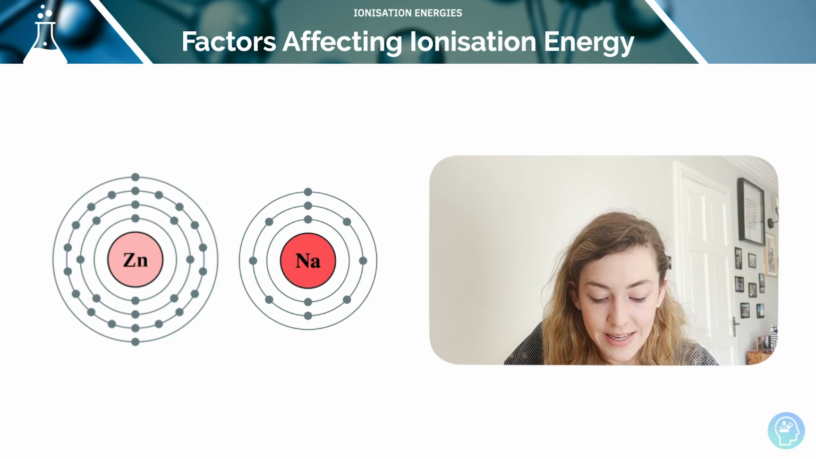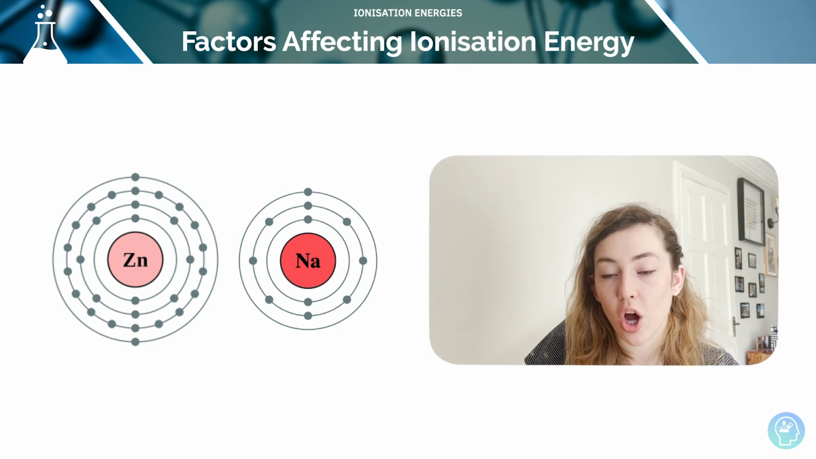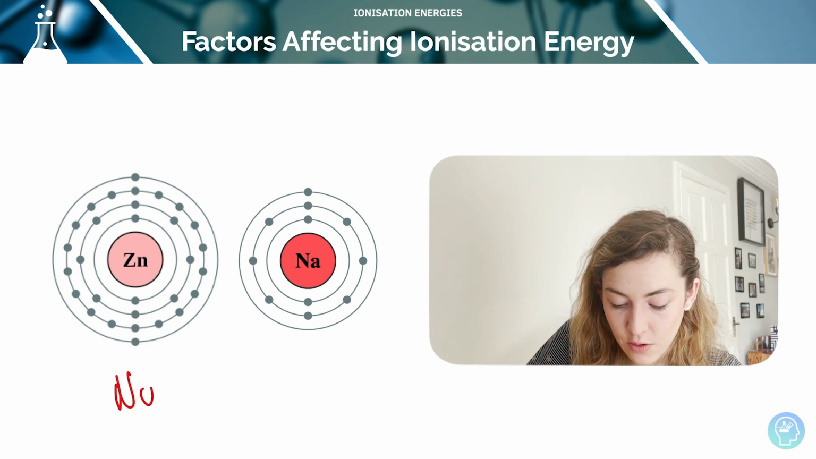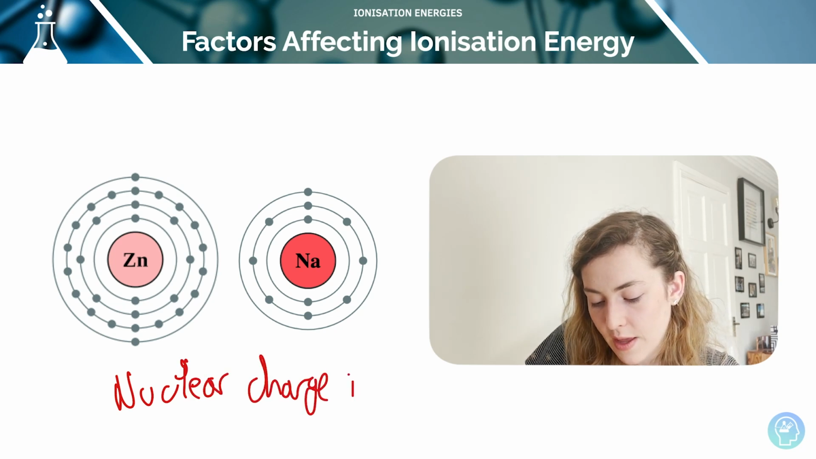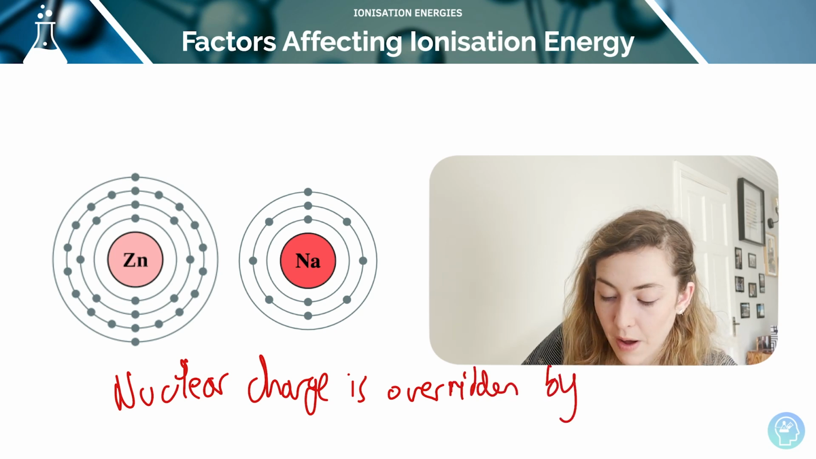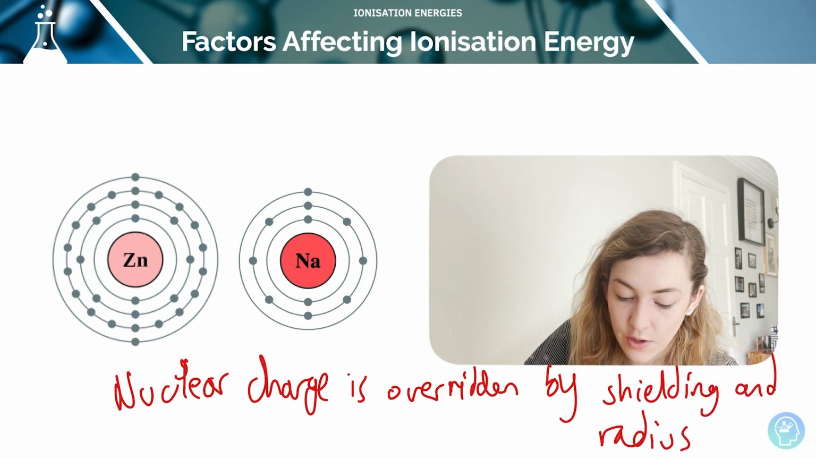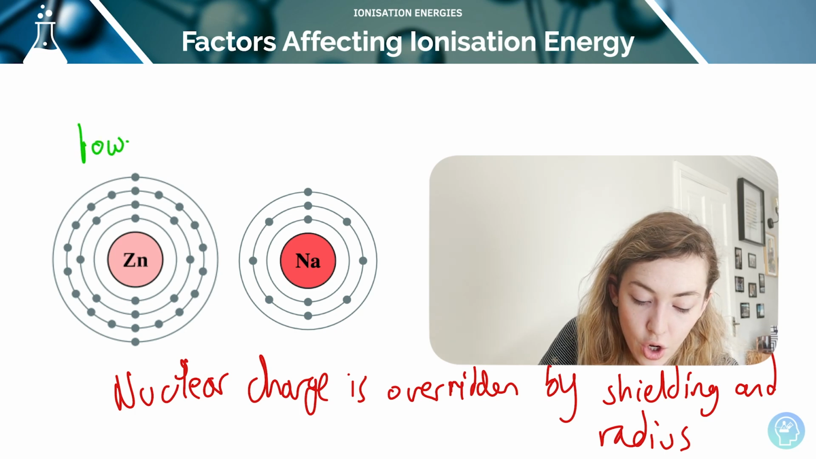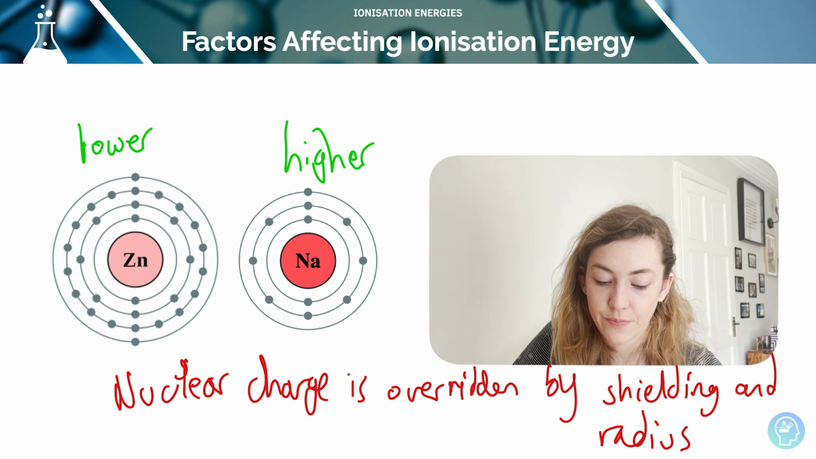So that distance and the shielding overrides the nuclear charge. So the consideration of nuclear charge is overridden by shielding and radius considerations. So this one's got a lower and this one's got a higher first ionization energy.